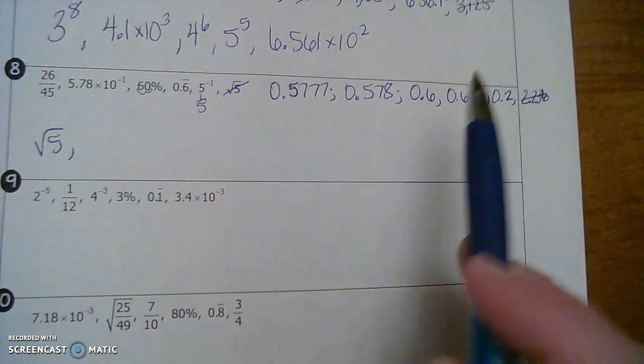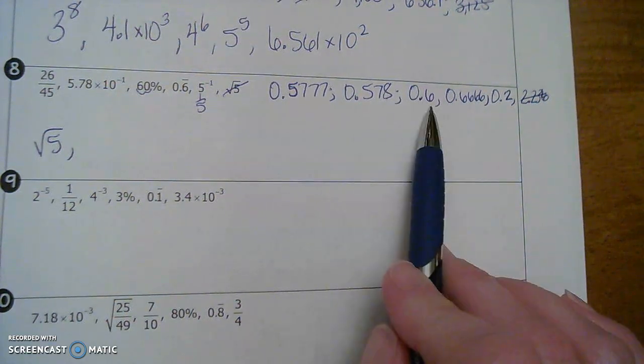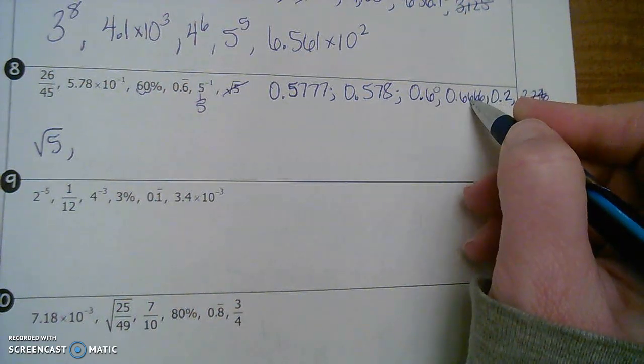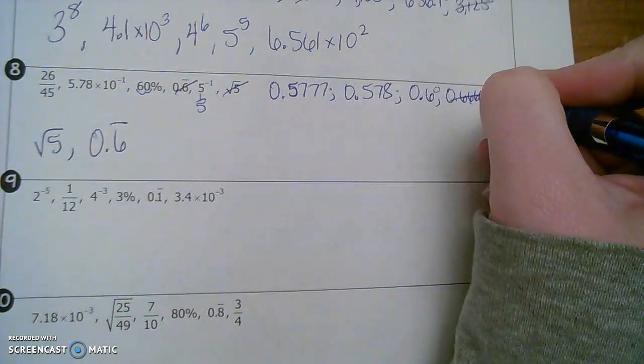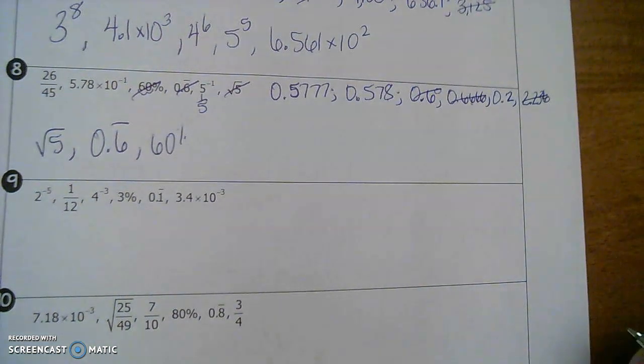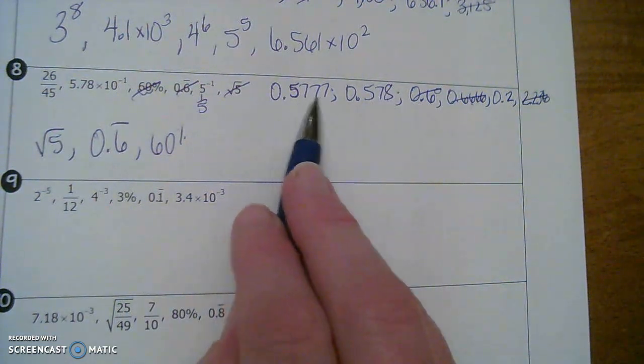Again, we want the biggest, so we need to look at the numbers right after the decimal, and these 6's are the biggest. This is a 6-0, and this is a 6-6, so the 6-6 is bigger. So 0.6 repeating, and then just 0.6, which is 60%. Then comparing these two, again, we can't round that one yet.